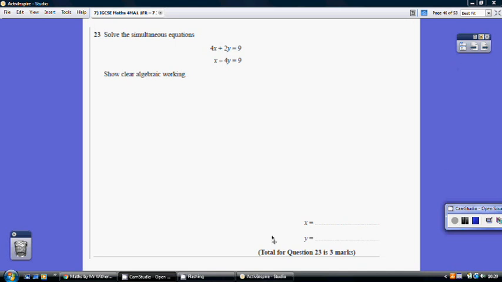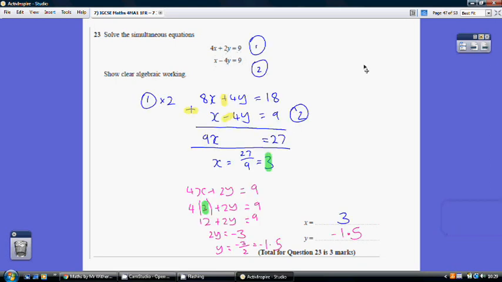Question 23. Now in order to solve this, we're going to need to line up either the x's or the y's. So to get the same number of x's, we could choose to multiply the second equation by 4. That would give us 4 x's in both. Or we could take the first equation and multiply that by 2 to line up the y's by having 4 y's in both. Now what I've chosen to do is to line up the y's.